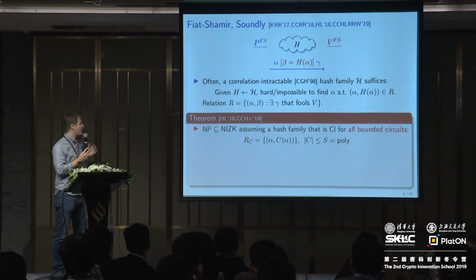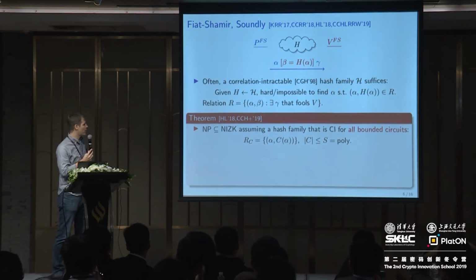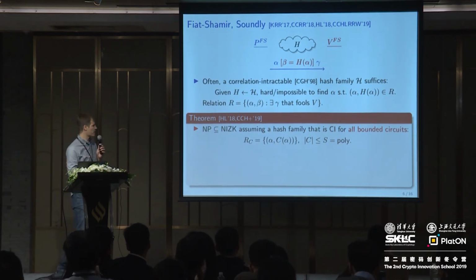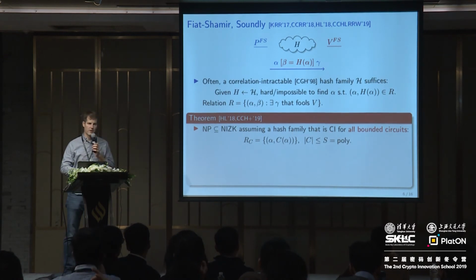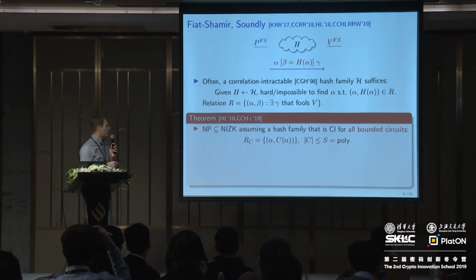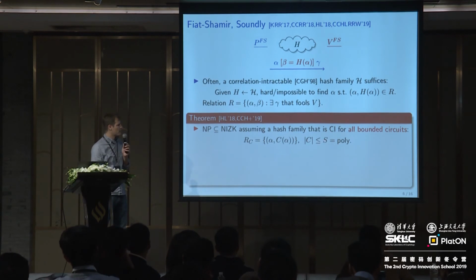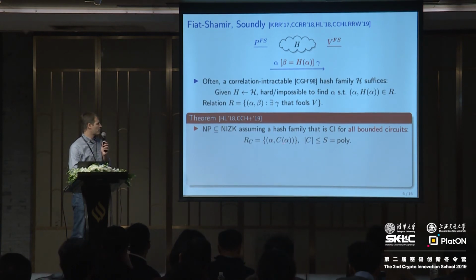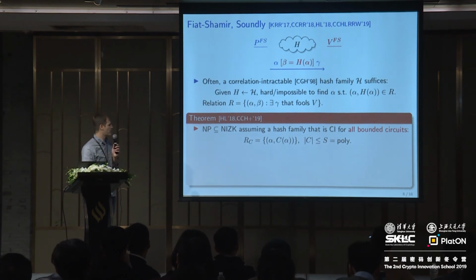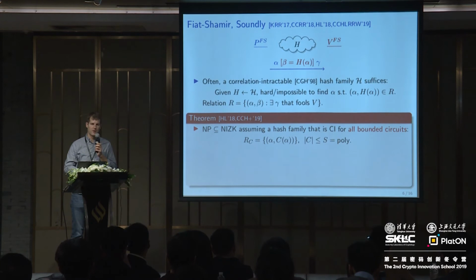But what's interesting is that Holmgren and Lombardi, and then Canetti et al., actually proved something more interesting about this: they gave NIZK proofs for any NP language, assuming that we have a hash family that is correlation intractable for all bounded size circuits. What this means is we fix a circuit C, and let's say it has size at most S, where S is some fixed polynomial, think n to the 10th or something like that. We want the hash family to be intractable for the relation of alpha and C of alpha. So every alpha has exactly one value that pairs with it, which is simply the value of the circuit at alpha. And we want a hash family that is correlation intractable for all such relations simultaneously.